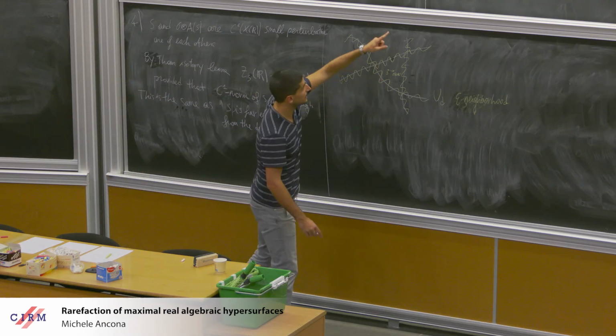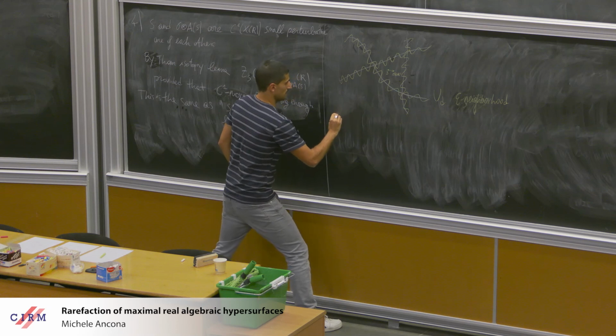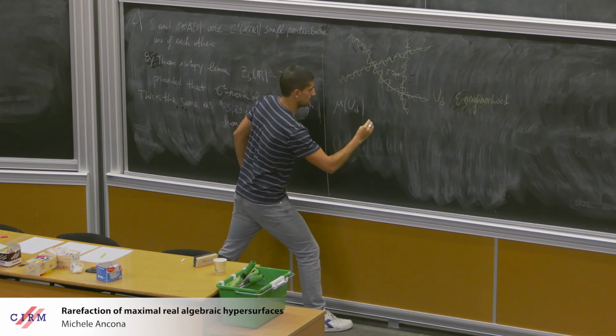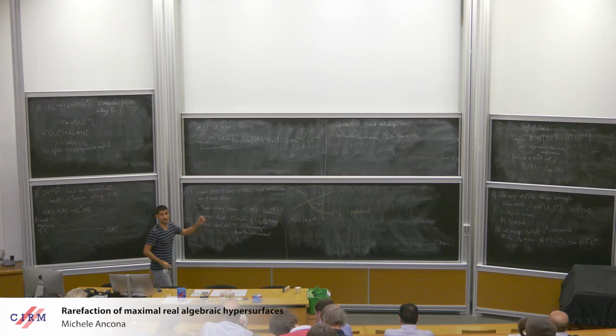And so the result is just by computing the volume of this neighborhood. And this is the small set of sections that appears in the theorem.